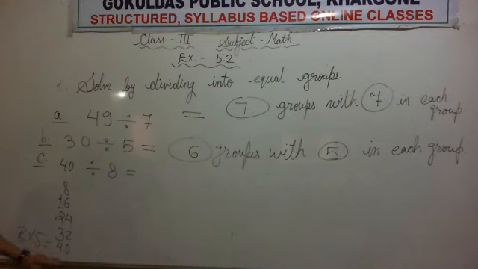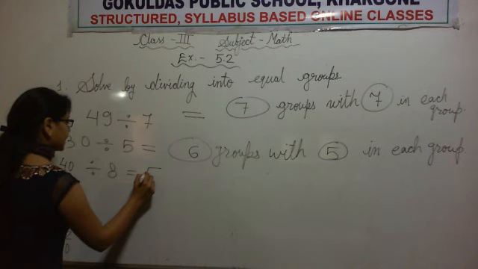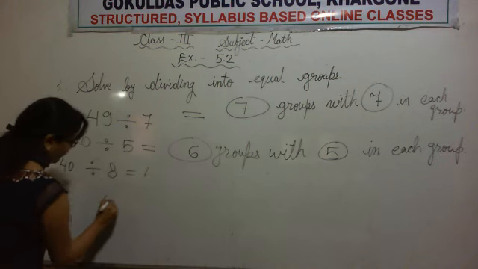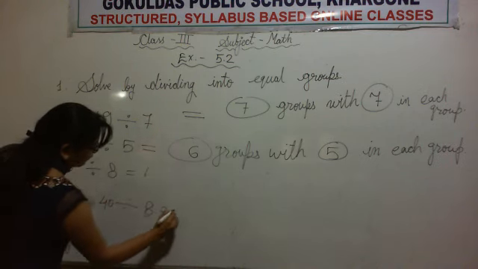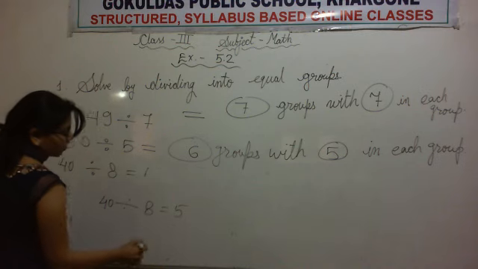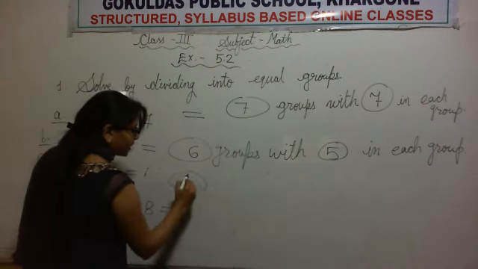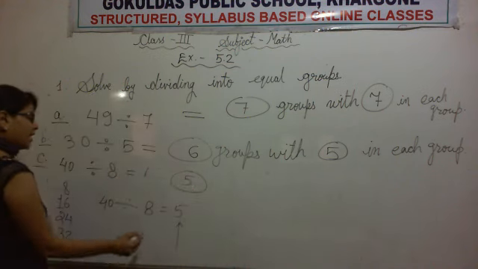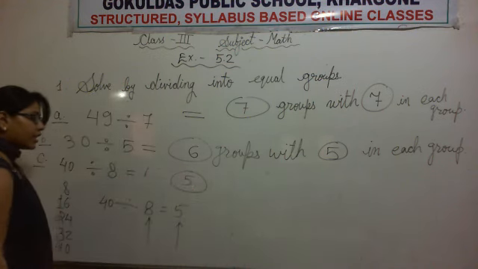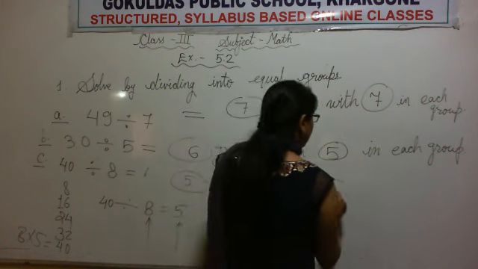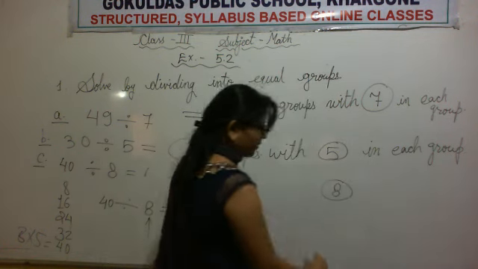8 into 5 is equals to 40. So 5 will be the answer. If we divide 40 by 8, then 5 will be the answer. So 5 will be the number of groups made. So in this circle we will write 5 and 8 will be the number in each group. So in this circle we will write 8.